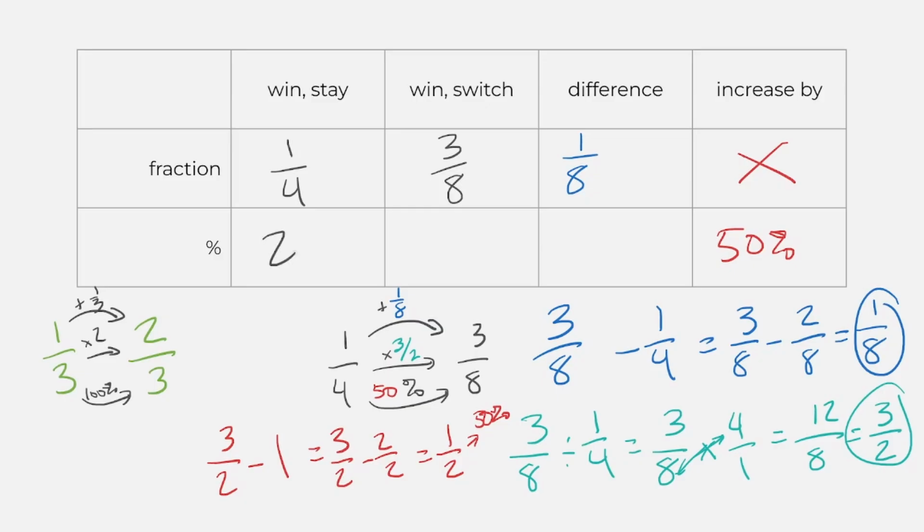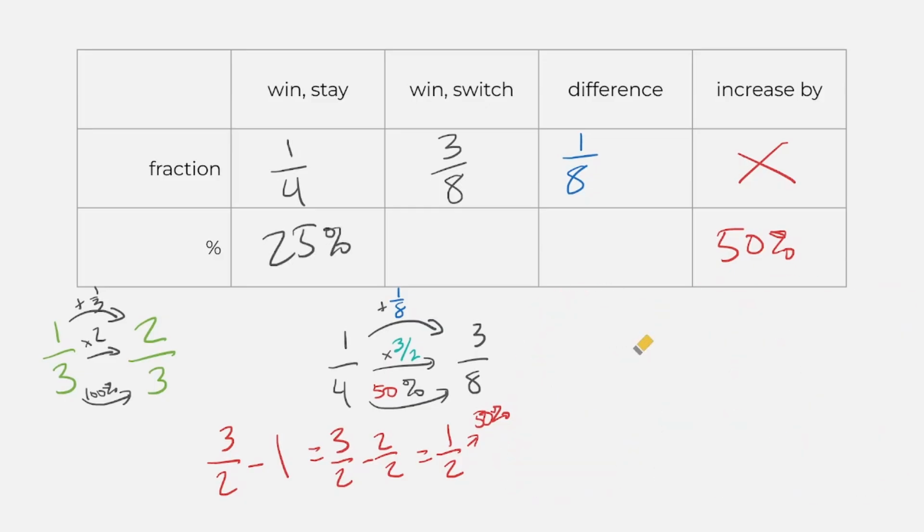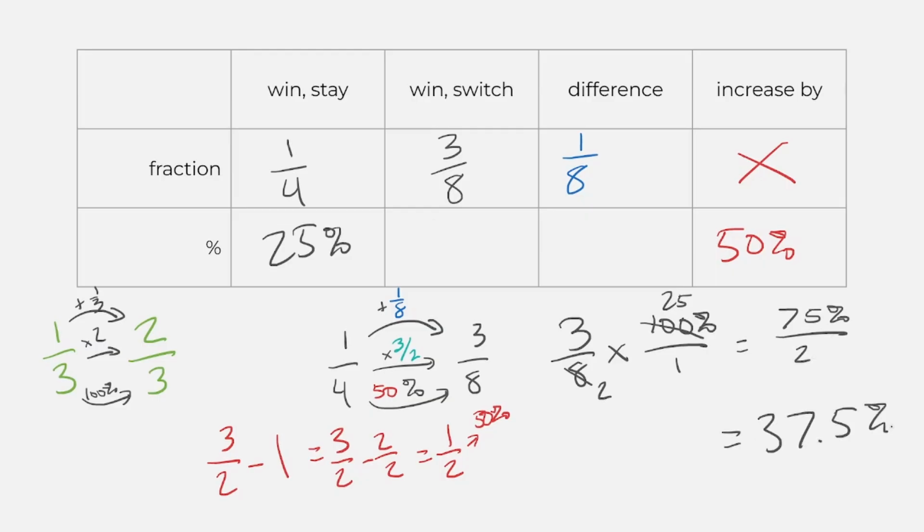That's 1 over 4 is 25%. Okay, 3 out of 8 might be a little tricky. Let's try it out. So we have 3 over 8. To convert, we do times 100% over 1. Let's reduce these both by 4. So 8 becomes 2 and 100 becomes 25. So we have 3 times 25 across the top, 75% over 2. So let's divide 75 by 2. That's going to be 37.5%.